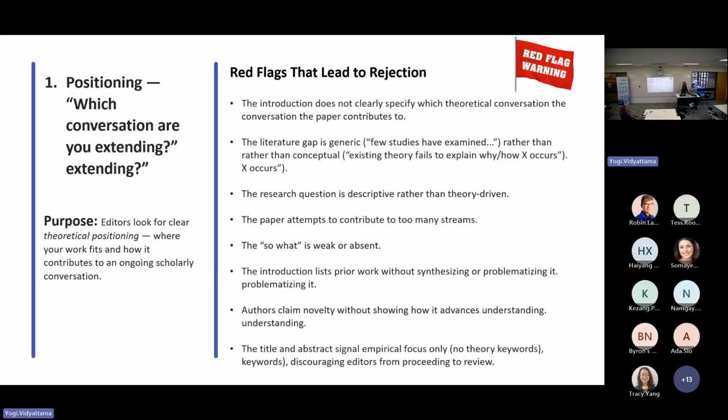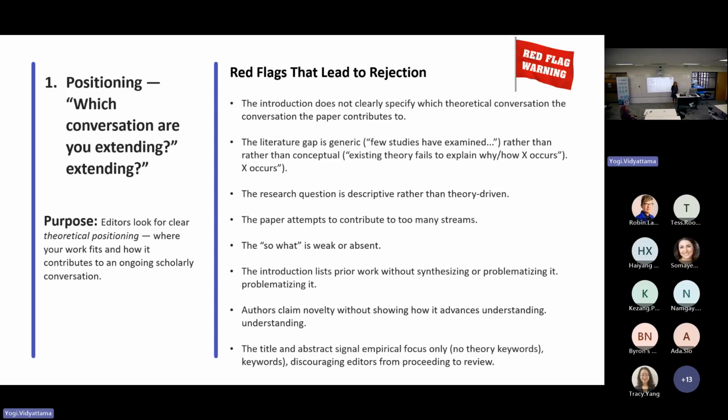So in a lot of instances, the introduction is serving as setting the tone, but it does not say what is the theoretical contribution of your specific paper. And it is a big flag, because you want to make it as clear and as straightforward and as obvious as possible to the reviewer and to the editor that your theoretical contribution is clear in your introduction. The literature gap is generic.